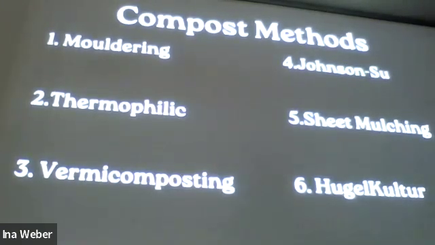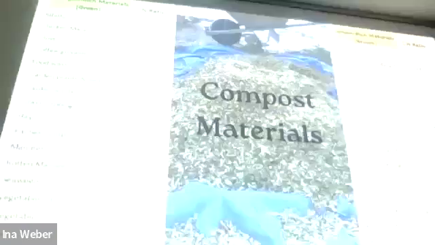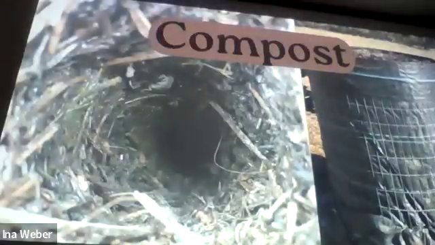So then this fourth method, Johnson Su, was developed by a couple, Johnson and Su being each of their last names. He works at the University of New Mexico, I think. And they developed how to make a fungal-rich compost system. And I'll just go back quickly and I'll show you that picture again. It looks like that one on the right, that's a small version.